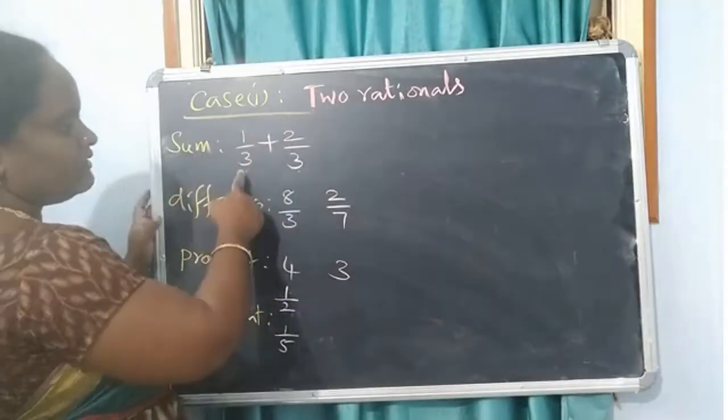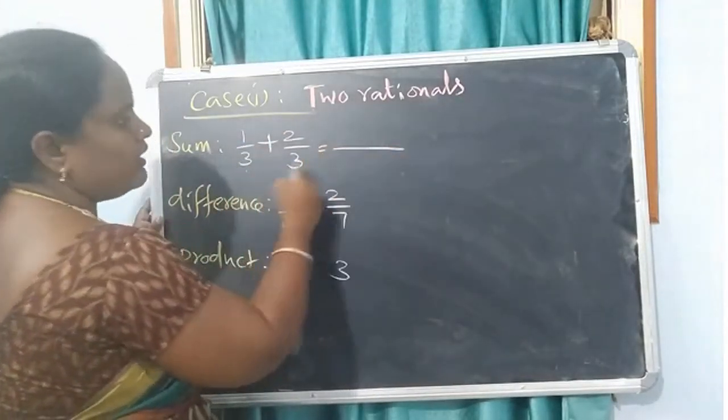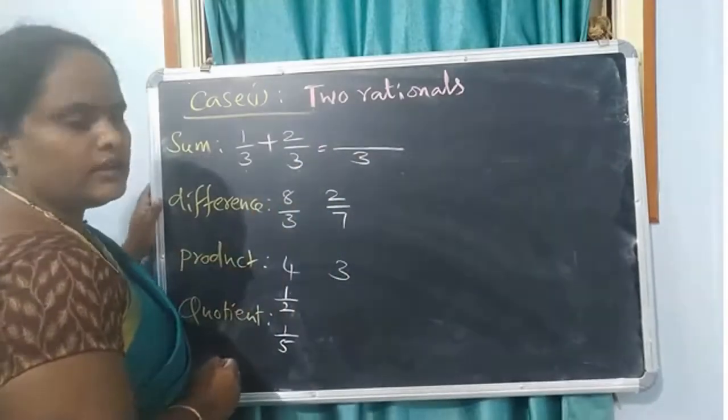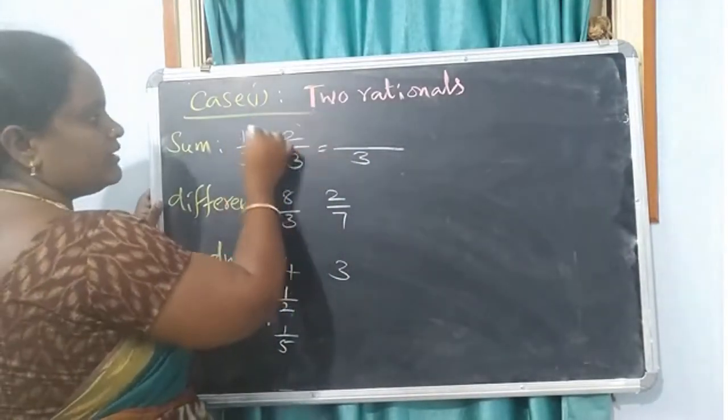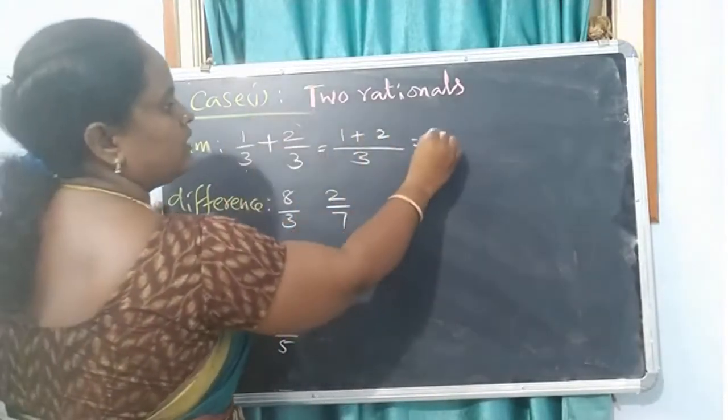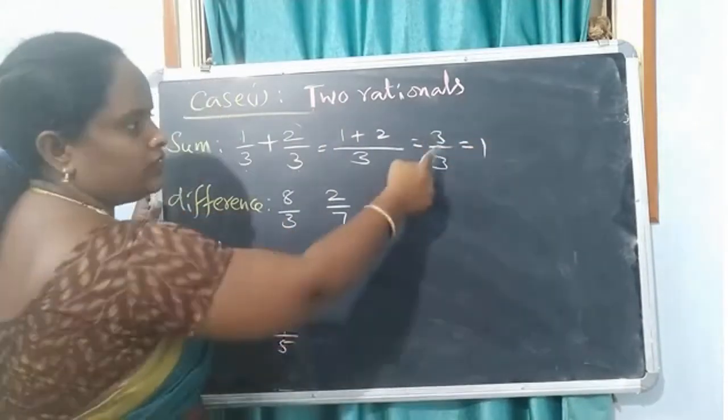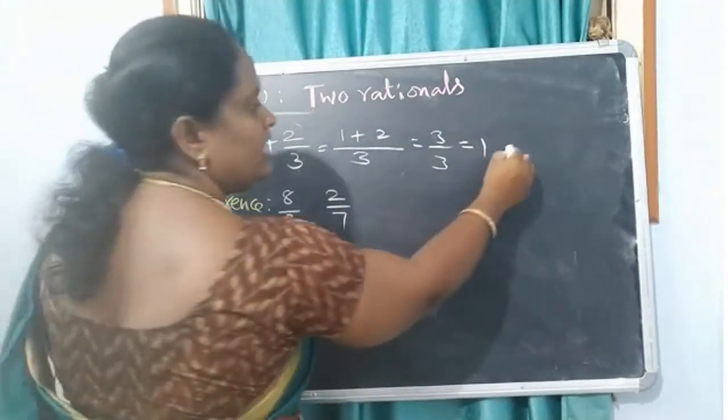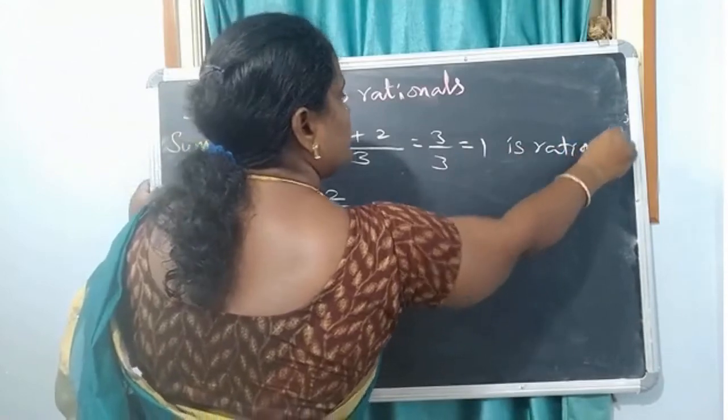So let me add. The same denominator is there, so that itself will be the new denominator, and directly add the numerators, that is 1 plus 2. That is 3 by 3, that is equal to 1. So 1 is a rational integer. It is a rational number only.